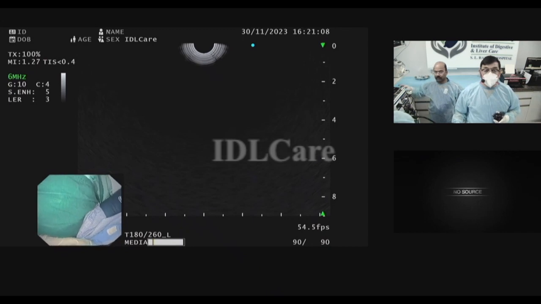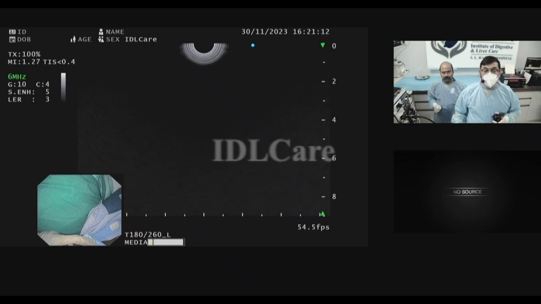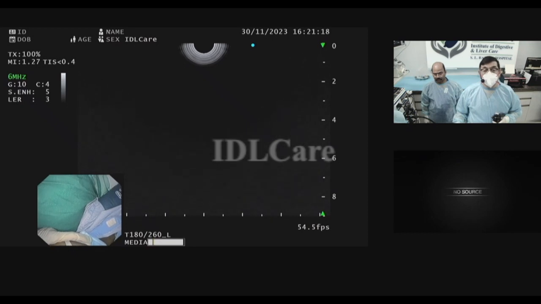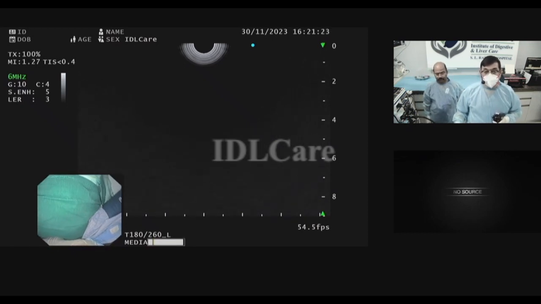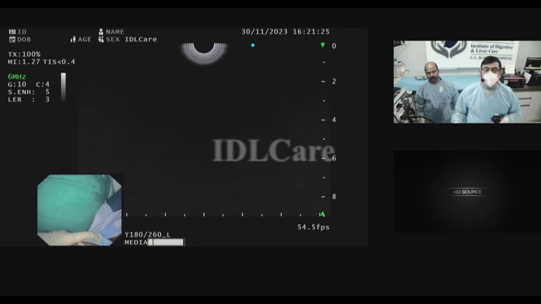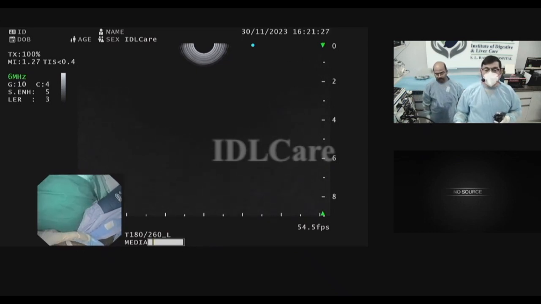So this patient had a cholecystectomy 2 years back. The gallbladder was stuck, so they could not remove the gallbladder completely. They did a partial cholecystectomy. She came to us about 6 months back with a CBD stone. We removed the stone and placed a stent.